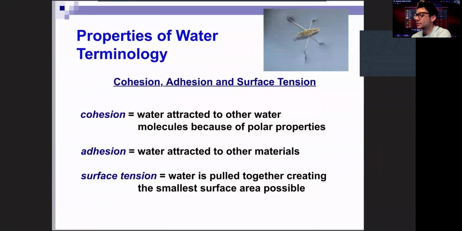Okay, properties of water, some more. We've got cohesion, adhesion, and surface tension. These are some of the physical properties of water, or stuff that gives water its physical traits, but it has to do with stuff that's happening at the molecular level. All right, so let's take a look at it.